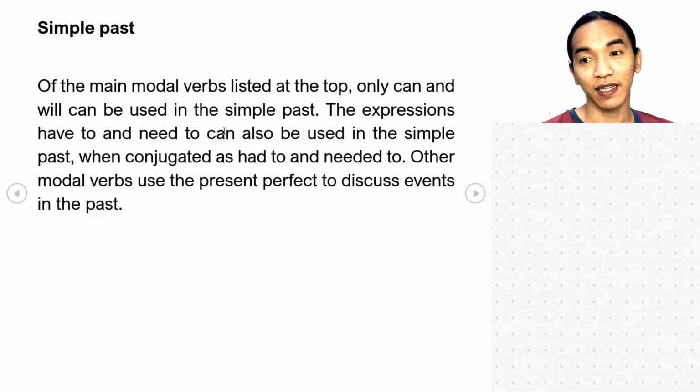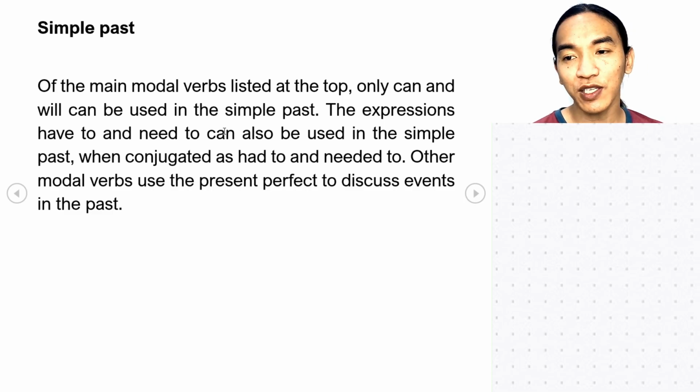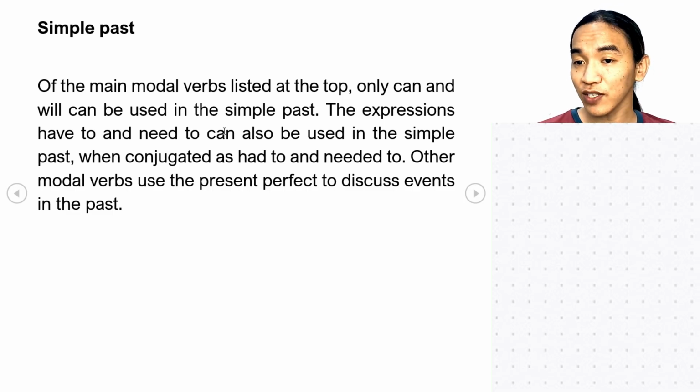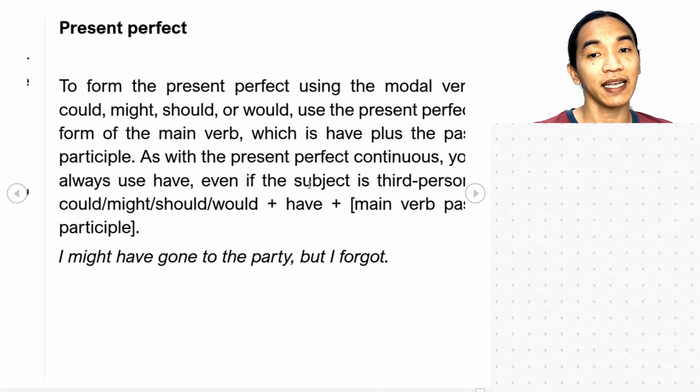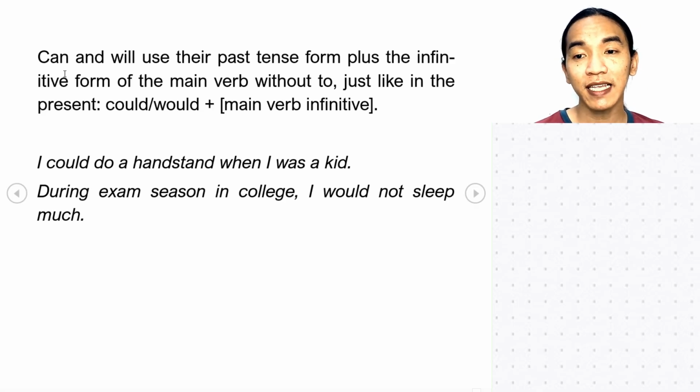So, can and will. The expressions have to and need to can also be used in the simple past when conjugated, when you add had to or needed to. Other modal verbs use the present perfect to discuss events in the past. So let's see some examples. Can and will use their past tense form plus the infinitive form of the main verb without to. Example, could, would plus main verb.